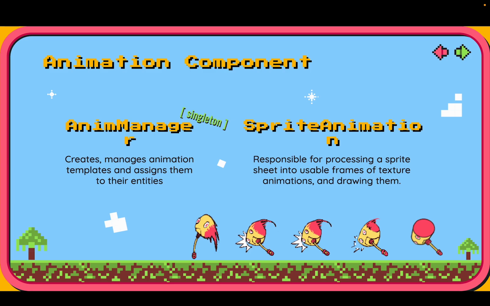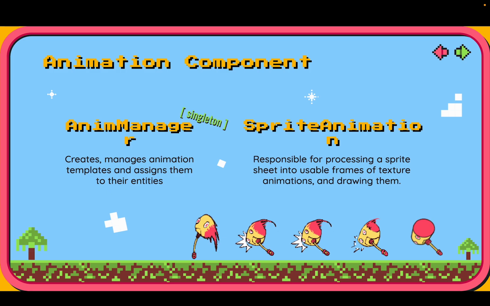Next, we have the animation component. This comprises the Anim Manager class and Sprite Animation class. Since this component didn't exist in part 1, I'll go more in depth here. Starting with Sprite Animation, it is responsible for processing a sprite sheet into usable frames of texture animation and drawing them. These are used by entities such as the hammer and mole for their click and pop-up animations respectively.